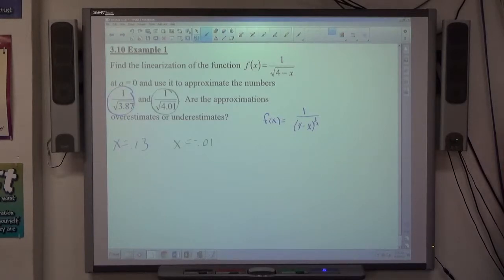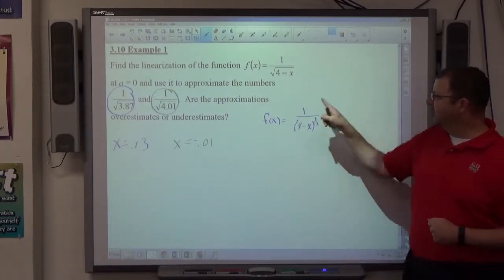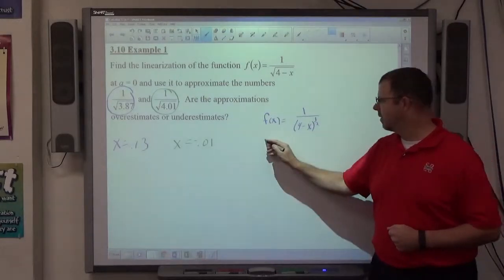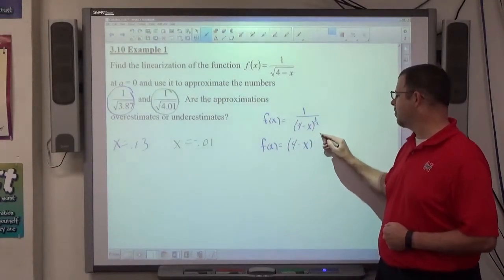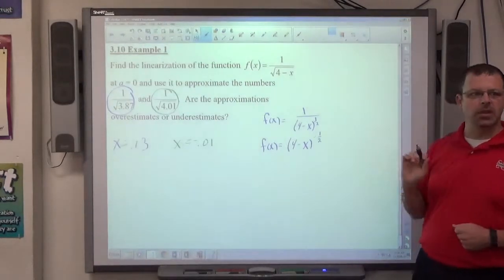Is that the best way to go? Can I do it this way? You could. Quotient rule, I could. Is there any way to make it any prettier? I can put it on top. Since it's just a number on top, changing it to the quantity 4 minus x to the negative half power is legal and easier.